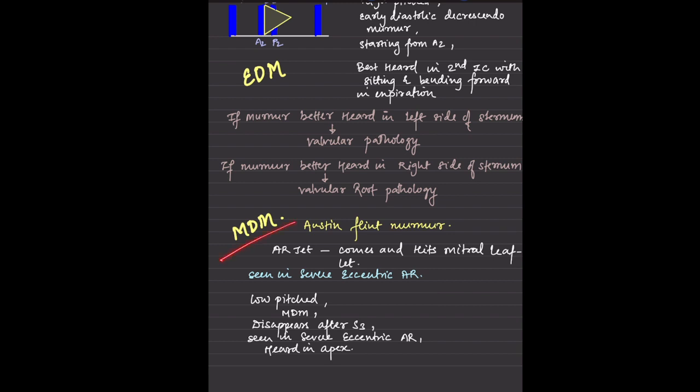And then we have the mid-diastolic murmur, that is the Austin Flint murmur. This murmur is heard in severe eccentric AR, and it is heard at the apex, right? It is low pitched, and it disappears after S3.